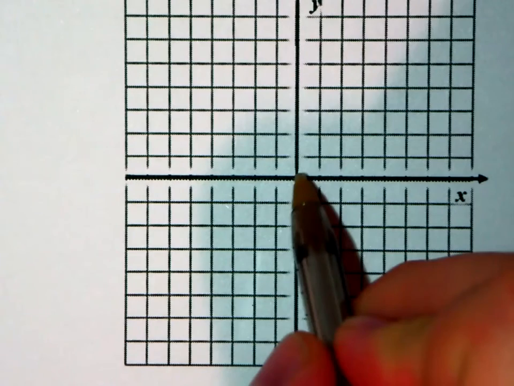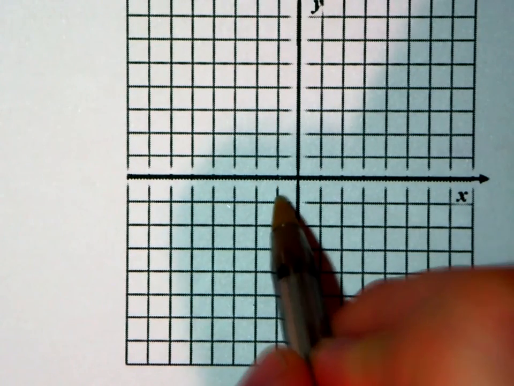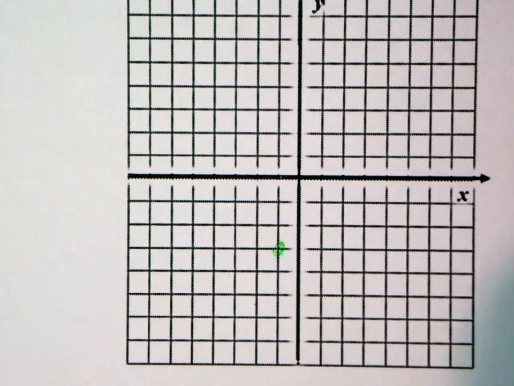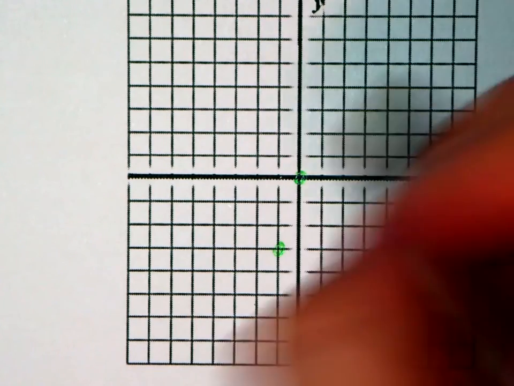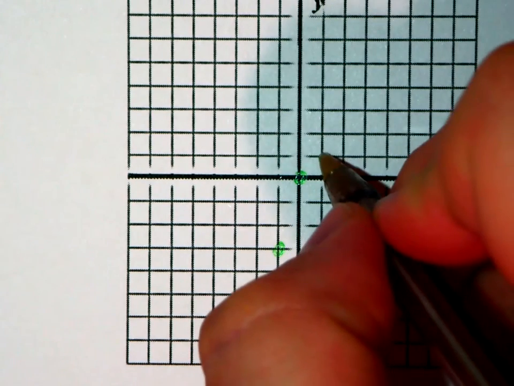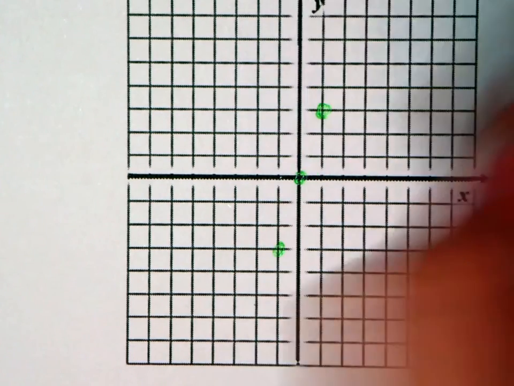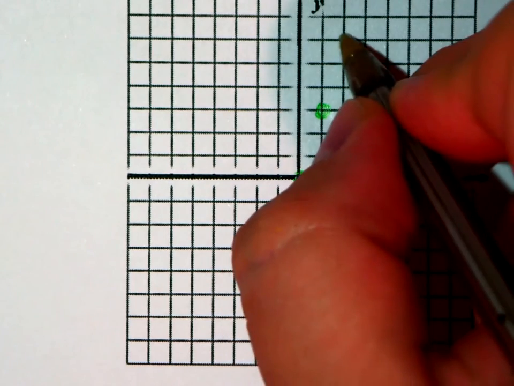So first I would graph -1, -3. So I move to the left 1 and down 3. And that's going to be my first point on this graph. My second point, it's at the origin, 0, 0. My third point, to the right 1, up 3. My fourth point, to the right 2, up 6.